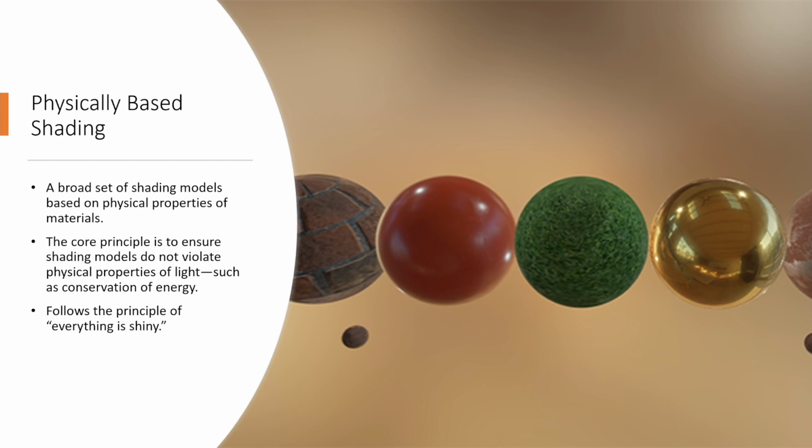Now, physically based shading isn't really a specific shading method. Rather, it's a set of guidelines and rules that we try to apply to our shading models to make them more based in physical observations of materials. And so really the core principle is to not violate any physical properties of light. And the main one is conservation of energy. The basic idea is that you can't have any more energy outgoing than is ingoing, unless it's an emissive material, but that's a whole different thing that we won't cover today.